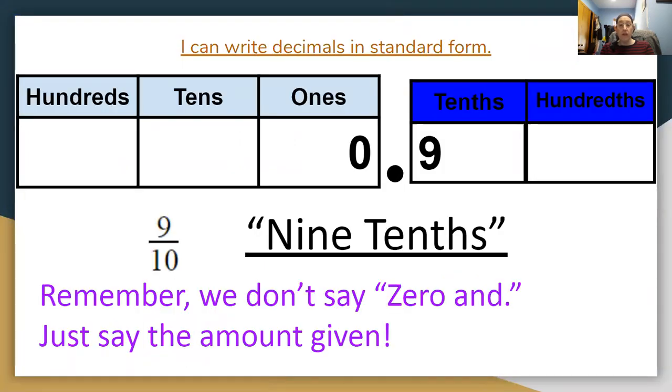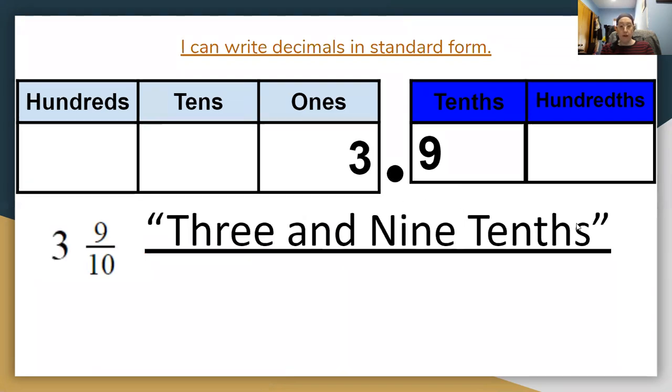Here we have the decimal and the fraction for 9/10. It's 0 in the ones place, decimal, 9 in the tenths place. If it was a fraction, it would be 9/10. The word form is 9/10. Notice we don't say 0 and 9/10. If we have no whole numbers, then we just say the decimal part that we have.